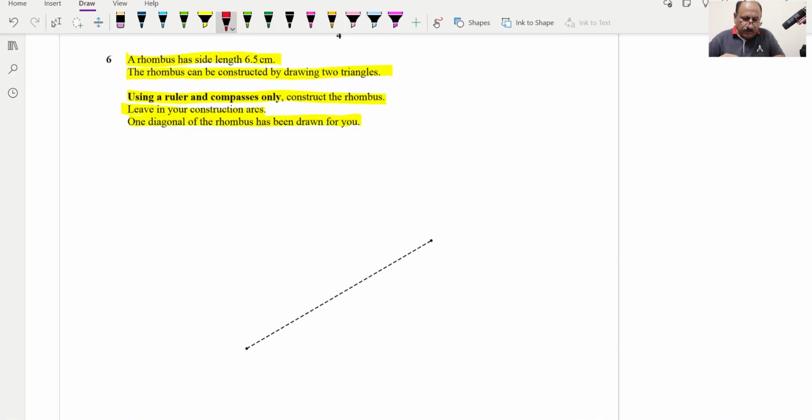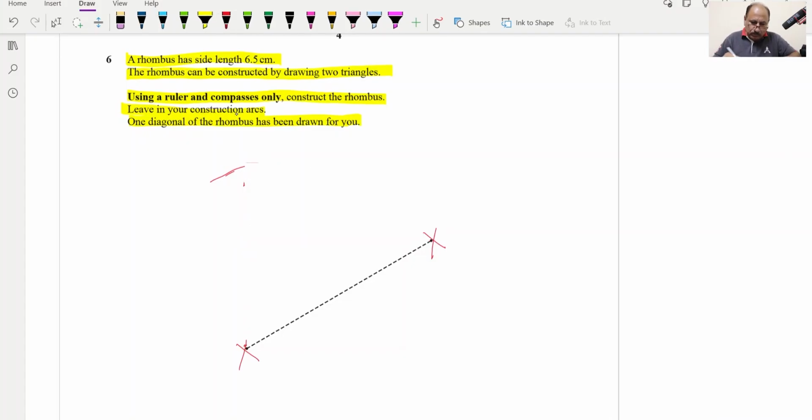Now what we can do, we have to take 6.5, and we will make an arc. We will put the compass over here at this point, and we will make an arc like this. I'm making it freehand, hopefully you will be getting this. Similarly, we can make another arc, for example over here. By putting the compass over here, we can make an arc over here, and we can join these points, this one and this one, basically.